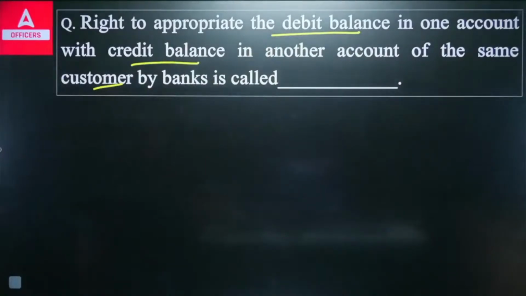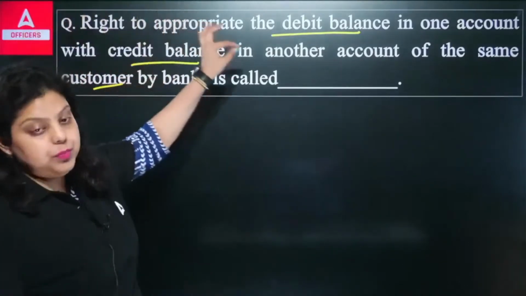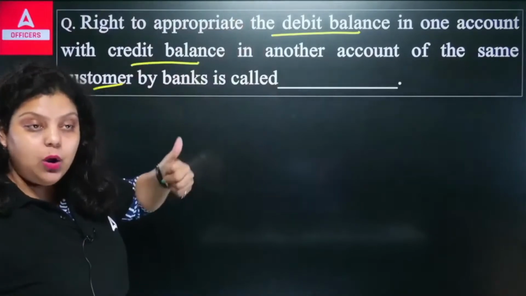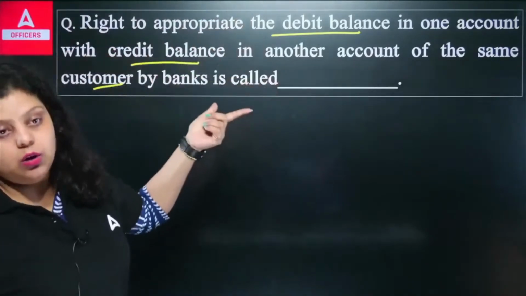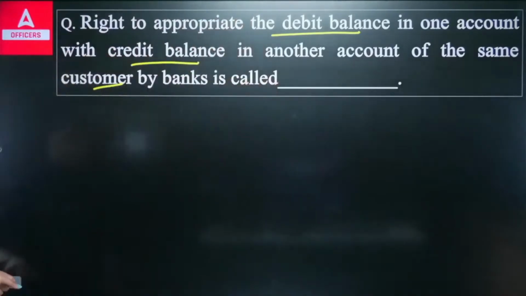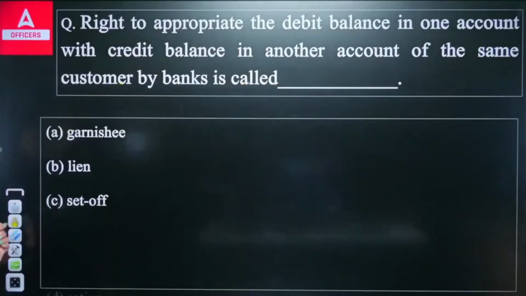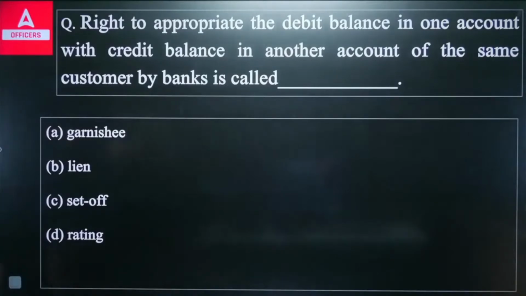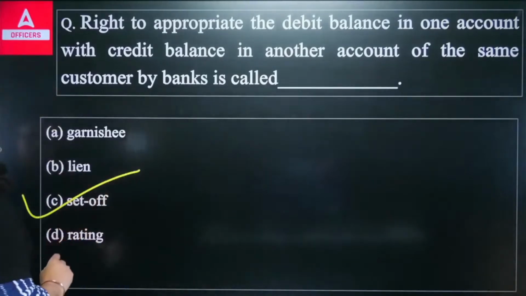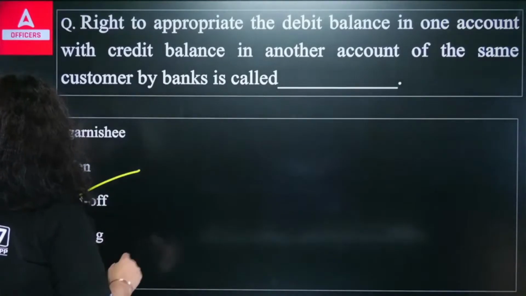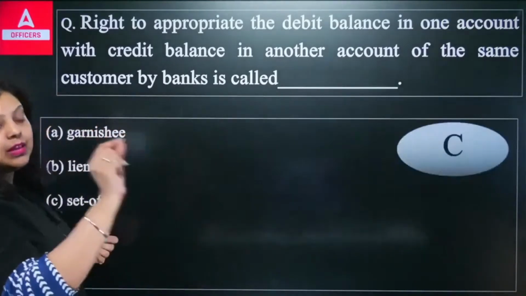So what is it actually? First of all, again, the same concept we are talking about. You have a right to appropriate the debit balance in your one account with the credit balance in your other account of the same customer. Another customer has two accounts in your bank, and this can be done by the bank. So garnishee order, lien, set off, and the fourth one is rating. Under which particular concept can it be done by a bank? So it's very obvious the set off is the right answer. We have just discussed that this activity can be performed under the right of set off.